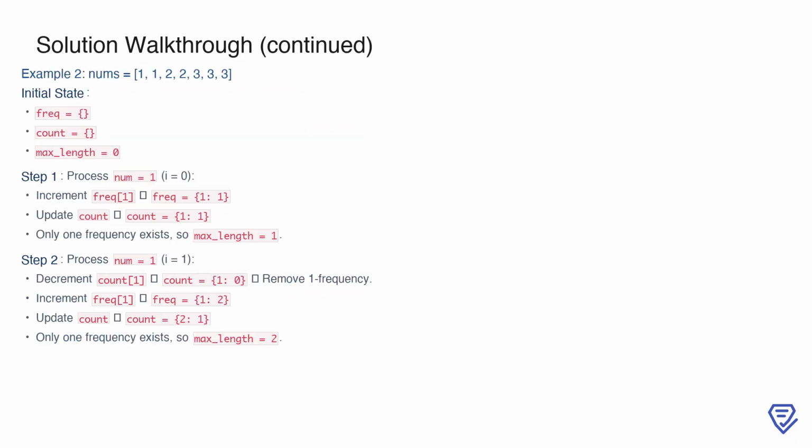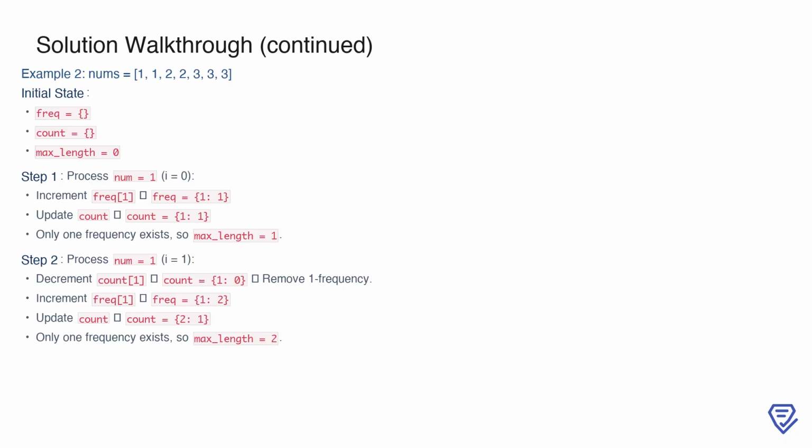Now, let's consider another example where nums is 1, 1, 2, 2, 3, 3, 3. Initially, frequency and count are empty, and max_length is set to 0. For the first number, 1, we increment its frequency in the frequency map, making frequency equals 1, 1. The count map updates to 1, 1, reflecting one number with a frequency of 1. Since there's only one frequency present, max_length becomes 1.